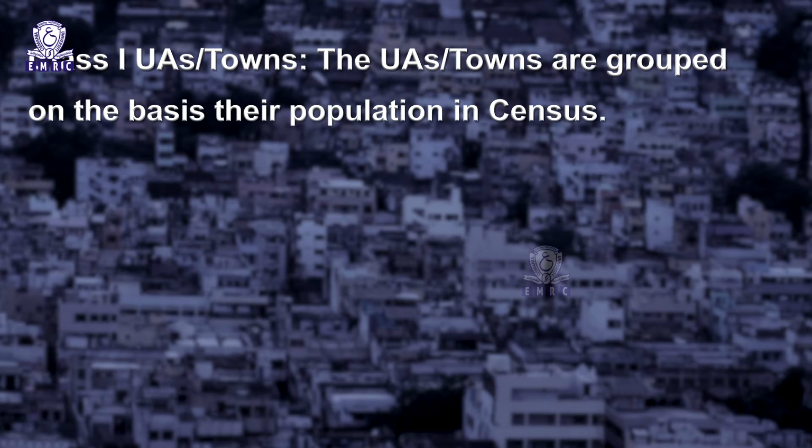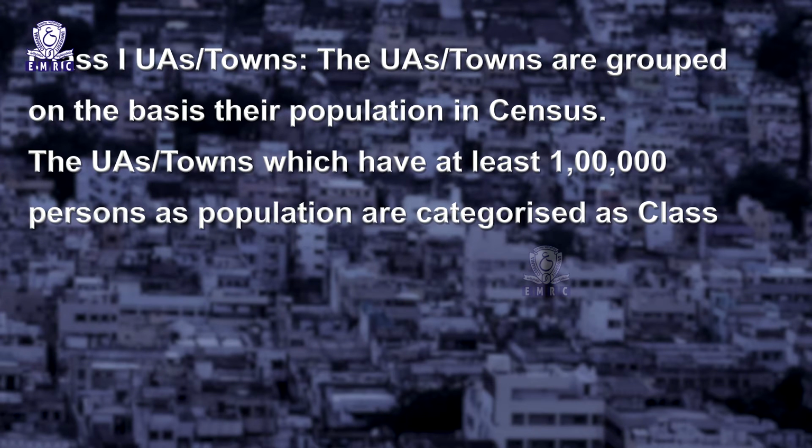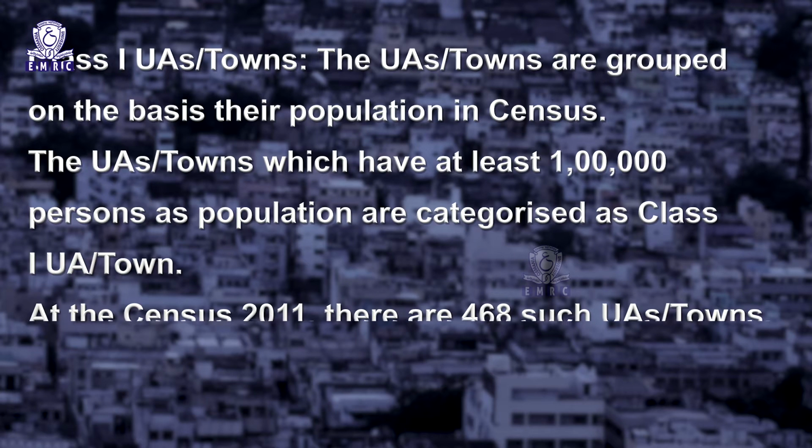Class 1 urban agglomeration or towns. The urban agglomerations or towns are grouped on the basis of their population in census. The urban agglomerations or towns which have at least 1 lakh population are categorized as class 1 town. At the census of 2011, there are about 468 such urban agglomerations or towns. The corresponding number in the census of 2001 was 394, with a population of 264.9 million persons, constituting 70% of the total urban population, living in these class 1 urban agglomerations or towns.